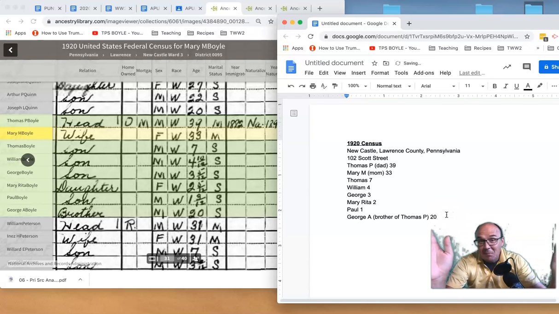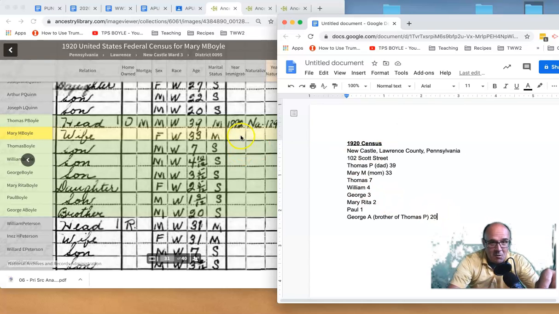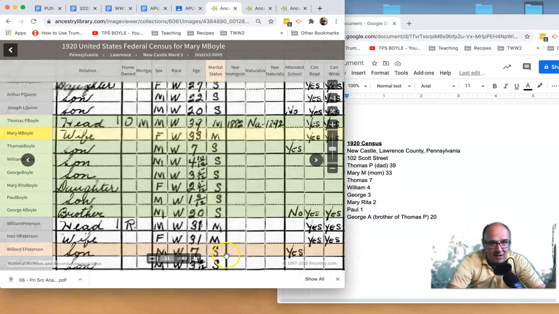Okay, let's think about this for just a second. We're looking at a family that has a 7, 4, 3, 2, 1. These people have a lot of babies. Okay, so we get up here. We find out if they're married or single. We're not shocked to find out that Tom and Mary are the only ones married.